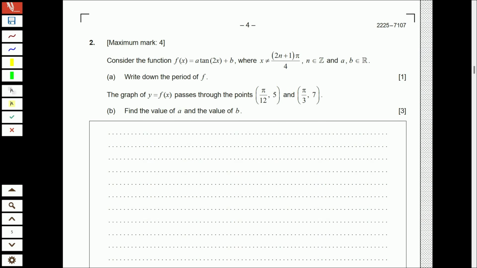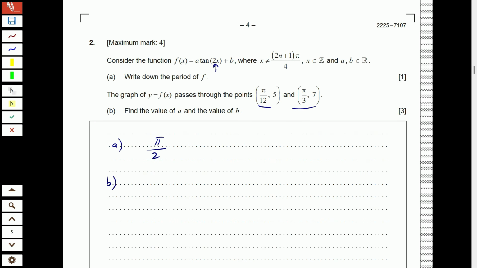Question 2. Consider the function f of x equals alpha times tangent 2x plus b, where x does not equal n plus 1 pi over 4, n is an integer, and alpha and b are real numbers. Write down the period of f. I know that the period of f is equal to pi over the coefficient of x, which is 2 in here. Question B, the graph of f of x passes through the points. There are 2 points in here. Find the value of alpha and the value of b.